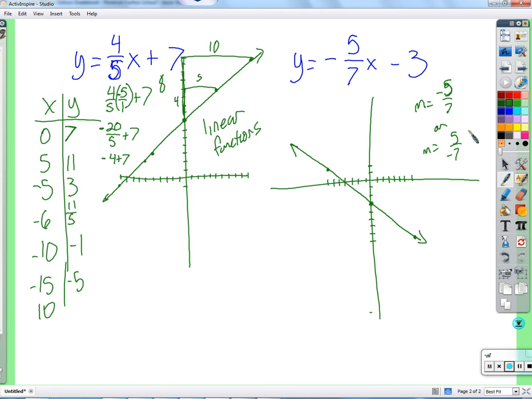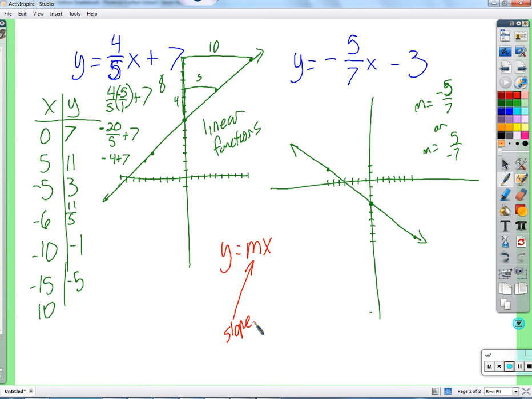So now we can generalize: all linear functions will look like this. This number will tell us the up and over pattern, the stepping motion, the ratio of the up to the over, the rise over the run, the slope. That number that's multiplied by x will give us the slope.